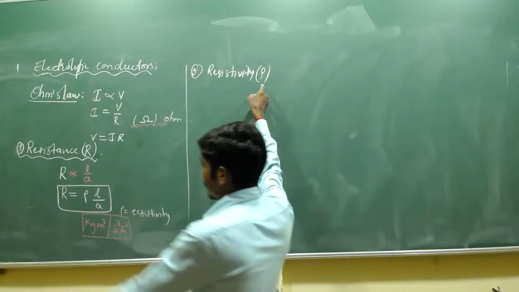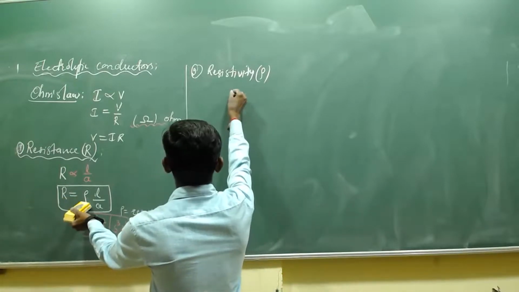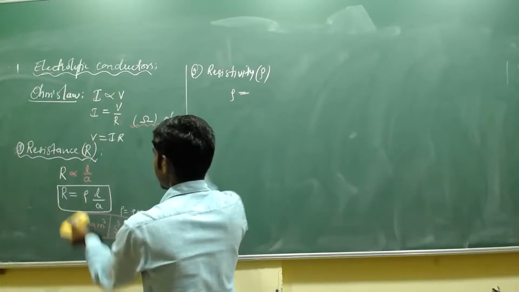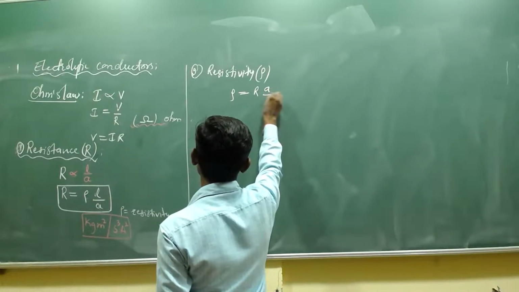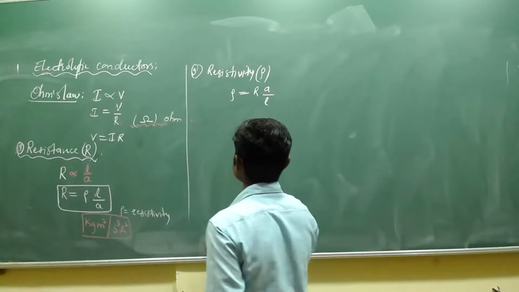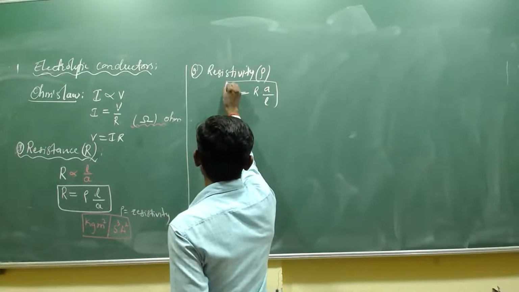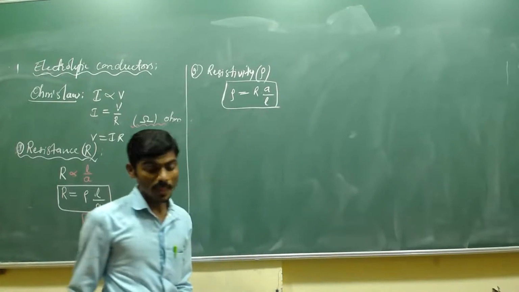So this resistivity, if you rearrange this expression, what is the formula for resistivity? Resistivity is equal to R into A divided by L. R into A by L. This is the formula of resistivity. So how are we going to define it?